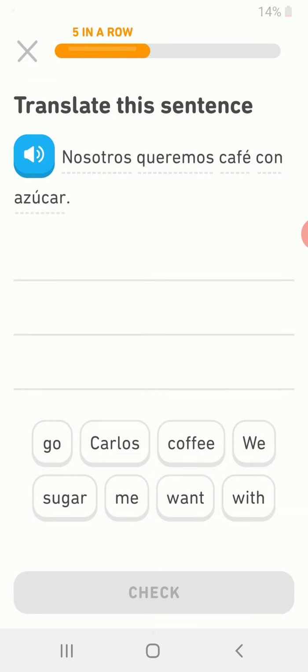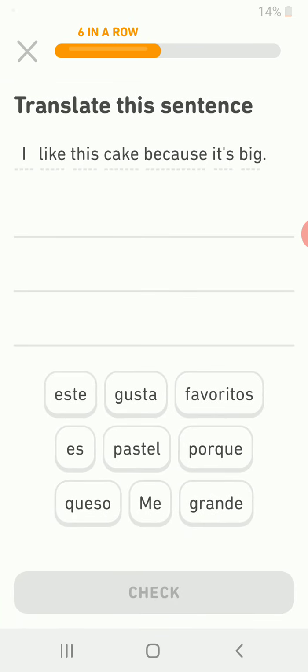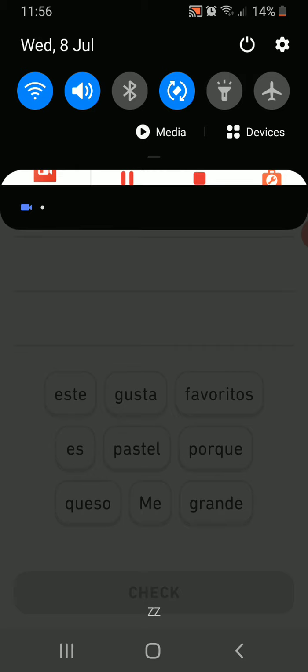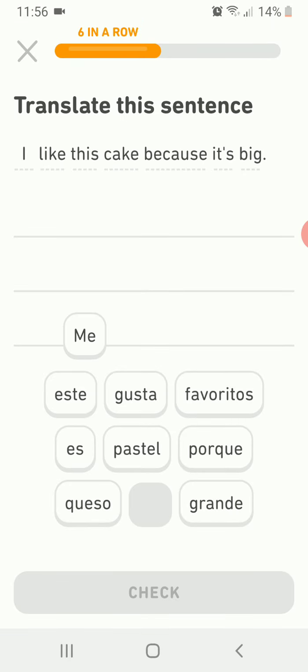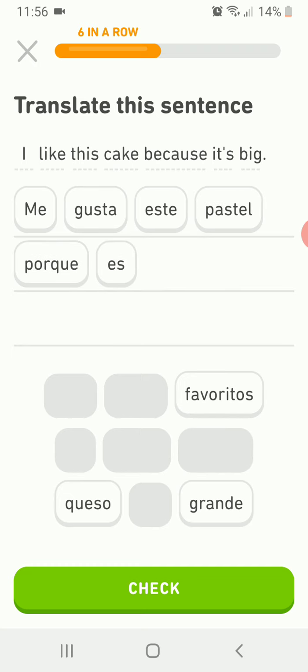Nosotros queremos café con azúcar. Means that we want coffee with sugar. And translate this sentence. I like this cake because it's big. Let's see. Me gusta this cake, este pastel. ¿Por qué? Porque es grande.